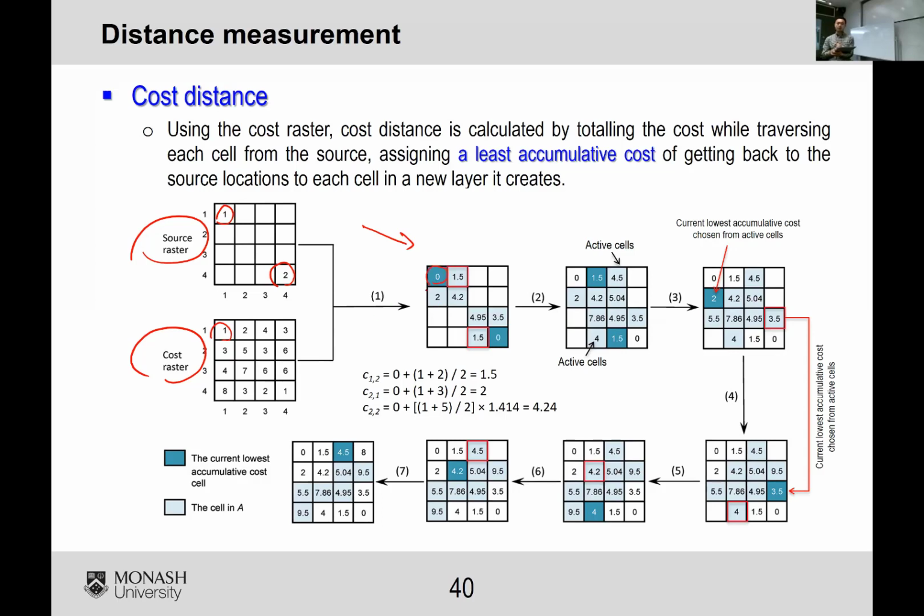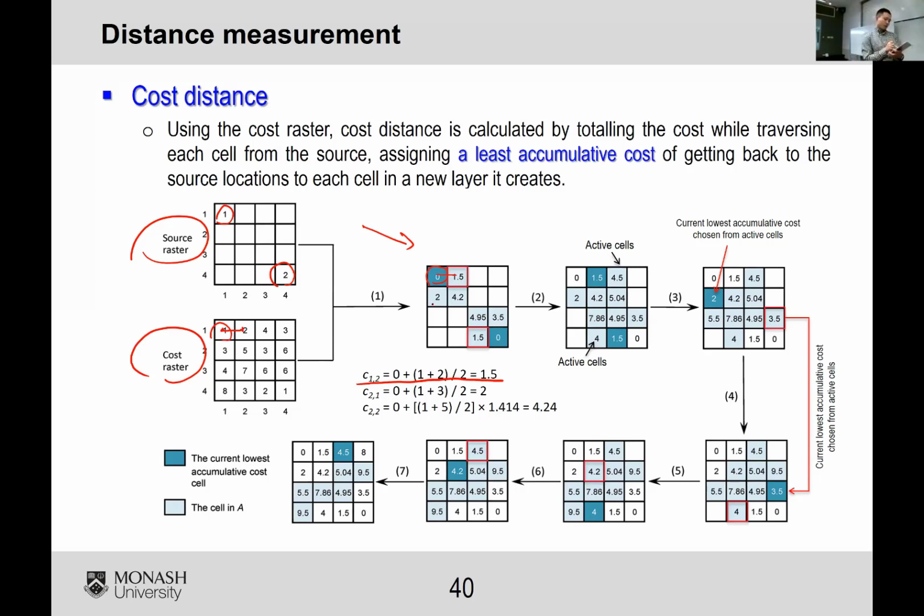If we look at the first step, we assign 0 to the source cell. And then the cell to the right of it is 1.5. And that is calculated using this equation here. This value is the accumulated cost. It is calculated based on the cost of these two cells, divided by 2, because we're always traveling from the center of one cell to the center of the other cell.